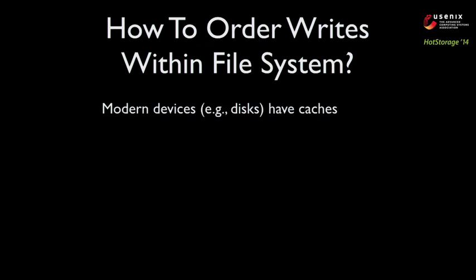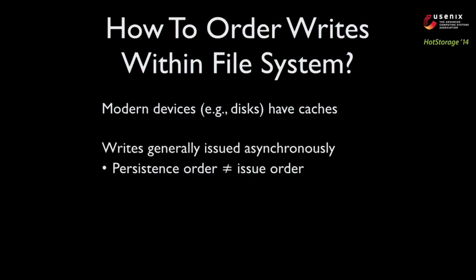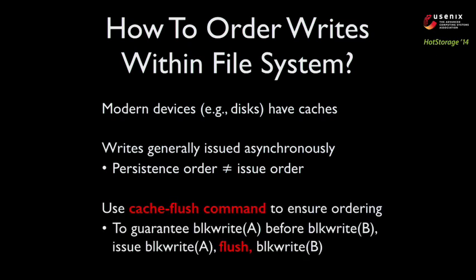Within a file system, how that actually is achieved is, well, disks and other devices have caches, and writes are generally issued asynchronously for high performance. So that means the order that the writes are persisted does not match the order that they're issued in. So you use something like a cache flush command to ensure ordering. If you want block write of A to happen before block write of B, you throw a flush in between, and then you can guarantee that write of A happens before B, because A is persisted immediately.